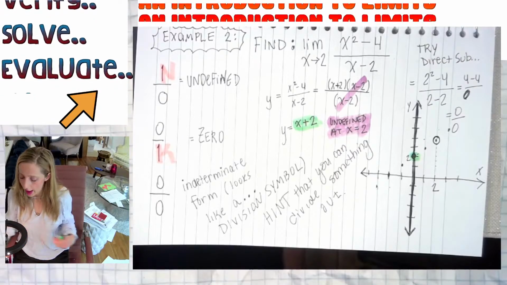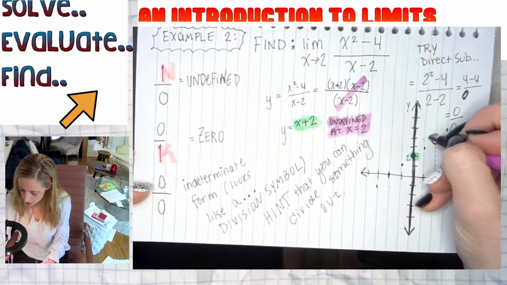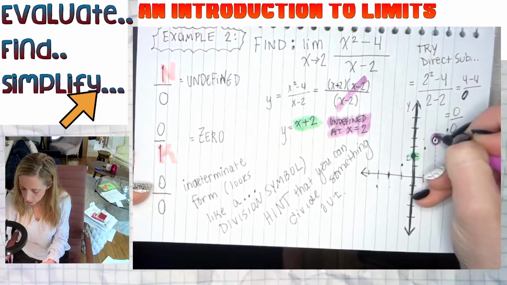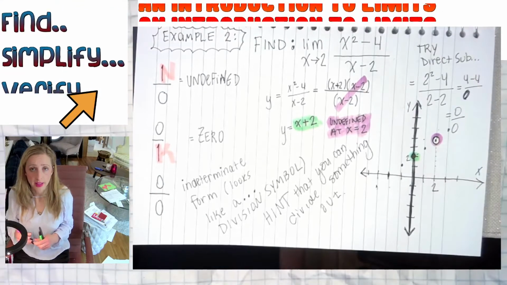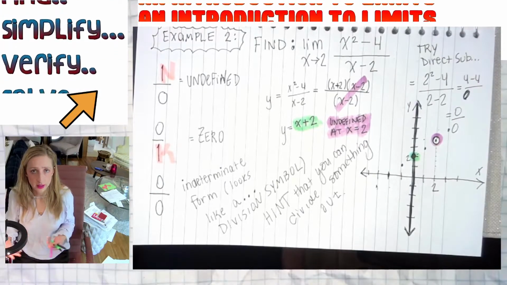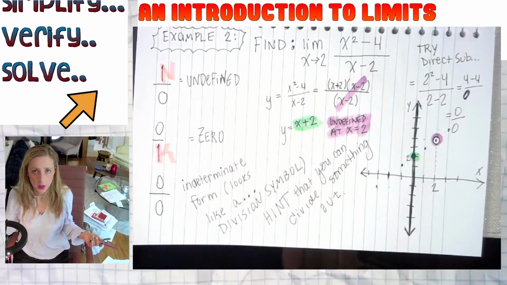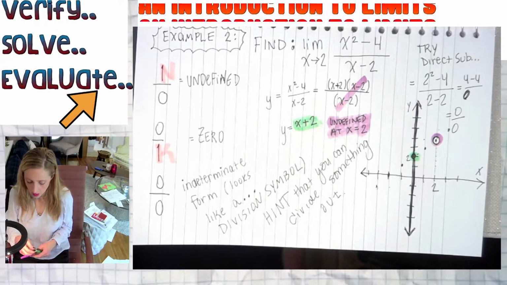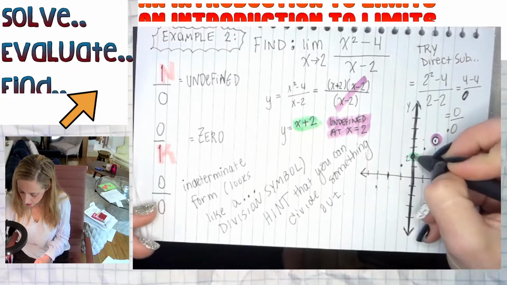H-O-L-E. Your graph has a hole in it. Just like when you have hole punch paper, your paper's got a hole in it. You write there, it falls into the abyss. It won't be on the paper when you turn it in, right? The rest of the line is fine.